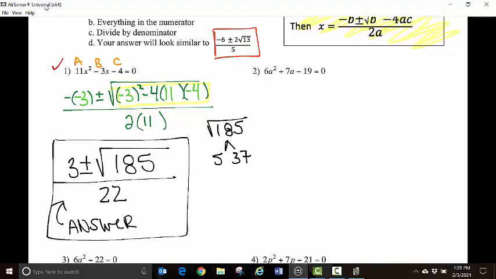All right? So you would put that just like that in the homework? Yes. And you wouldn't do like the 85 or the square root of 185 like that? No. You're going to put the whole thing.